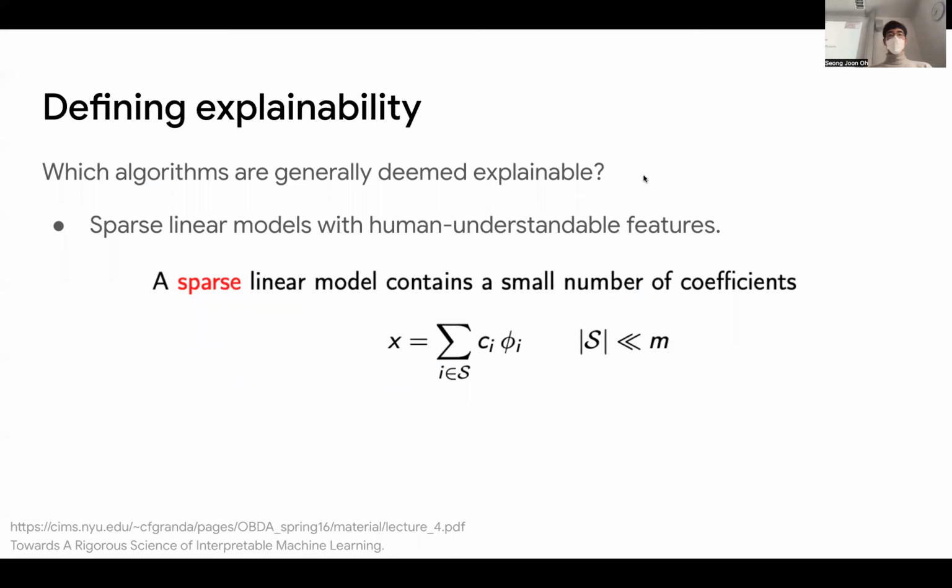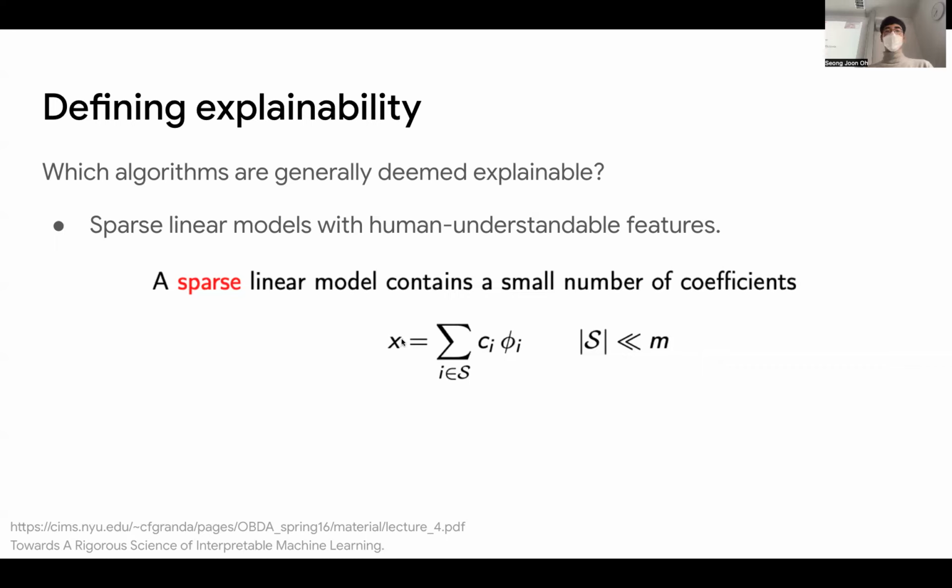Okay, then let's get started with defining explainability. So maybe a good question that we can start the discussion with is, what is an explainable model to start from, right? And we have a good example of an explainable system, which is sparse linear models.